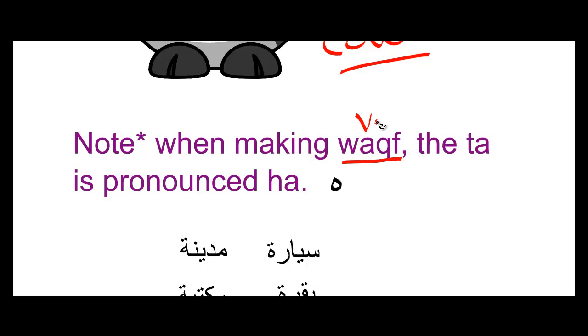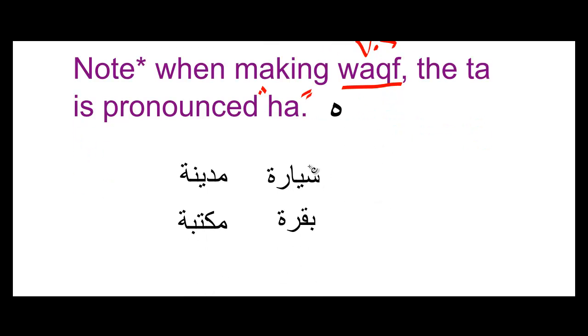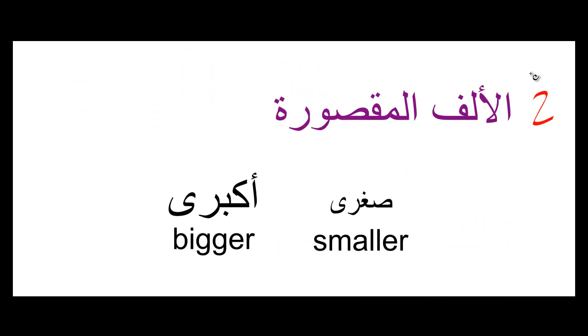Now, note that when making waqf, which we mentioned in the last video, video 5, the ta is pronounced ha. So if I were to stop and make waqf at these words, if it had two dhammas and I got rid of the two dhammas, when I stopped on it, I'd say sayyarah and not sayyarat. Same way with baqarah, I'd say baqarah with the ha. You can hear the ha sound at the end. Medina, maktabah. And so that's our ta marbutas.